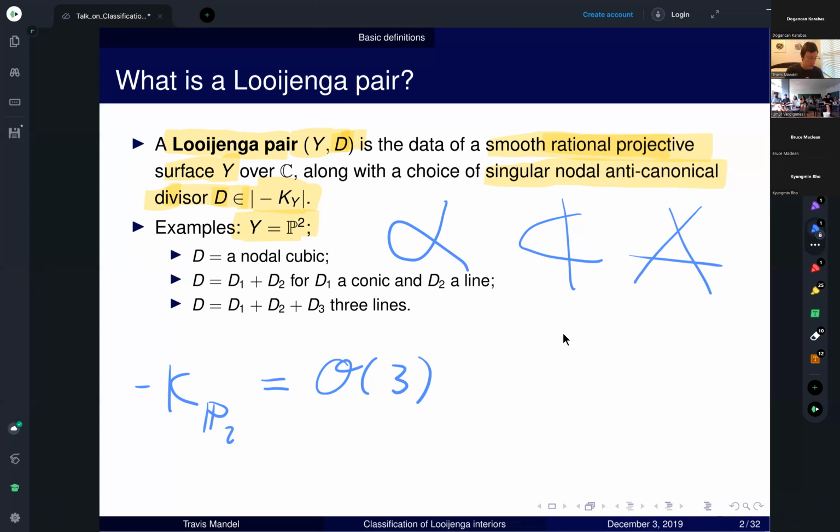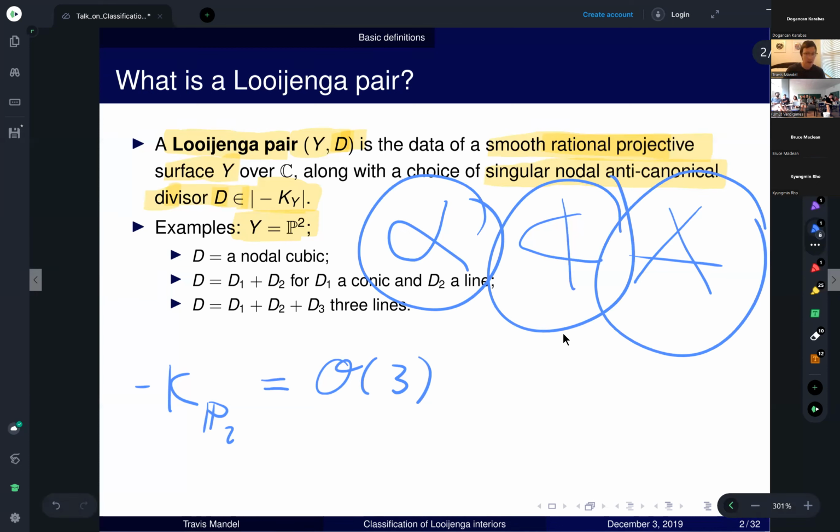So these would all be different choices of D, and these give very different Looijenga pairs. If you choose different nodal cubics, that will change the pair (Y, D), but the main properties of the geometry won't change too much. We will mainly be considering Looijenga pairs or Looijenga interiors up to deformation. So different nodal cubics, those deformations won't matter, but the difference between this or this or this, those will be significant differences that give you non-deformation equivalent, very different pairs.